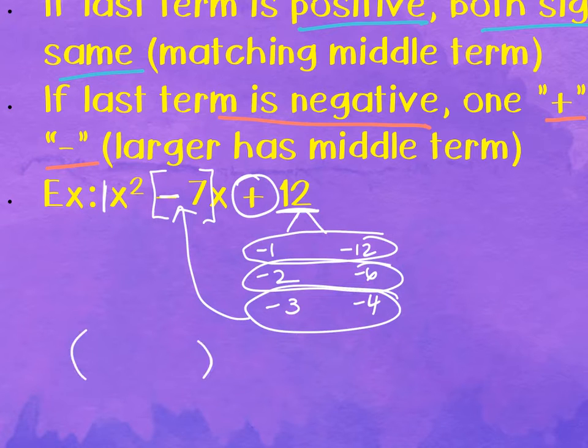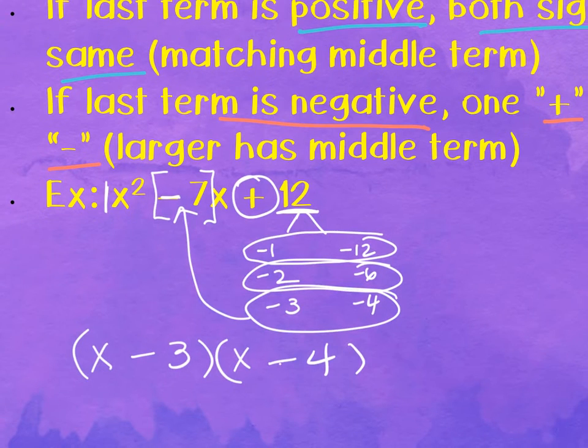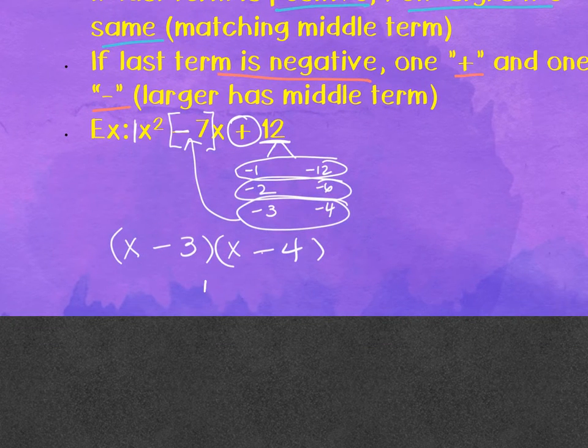So then I separate these out into two parentheses. They each get an x in the first location, and then those two numbers follow the x's. So it could be x minus 3 times x minus 4, or it could be x minus 4 times x minus 3. Order here does not matter.